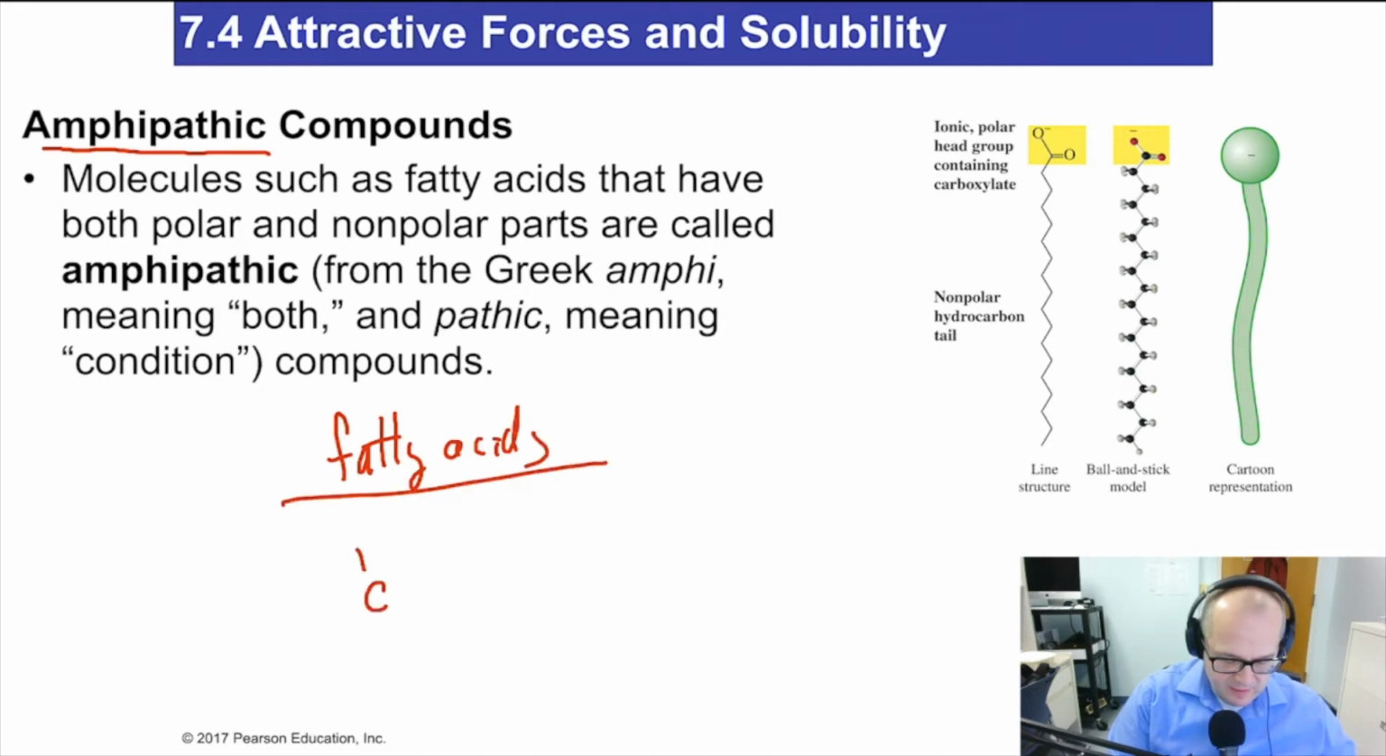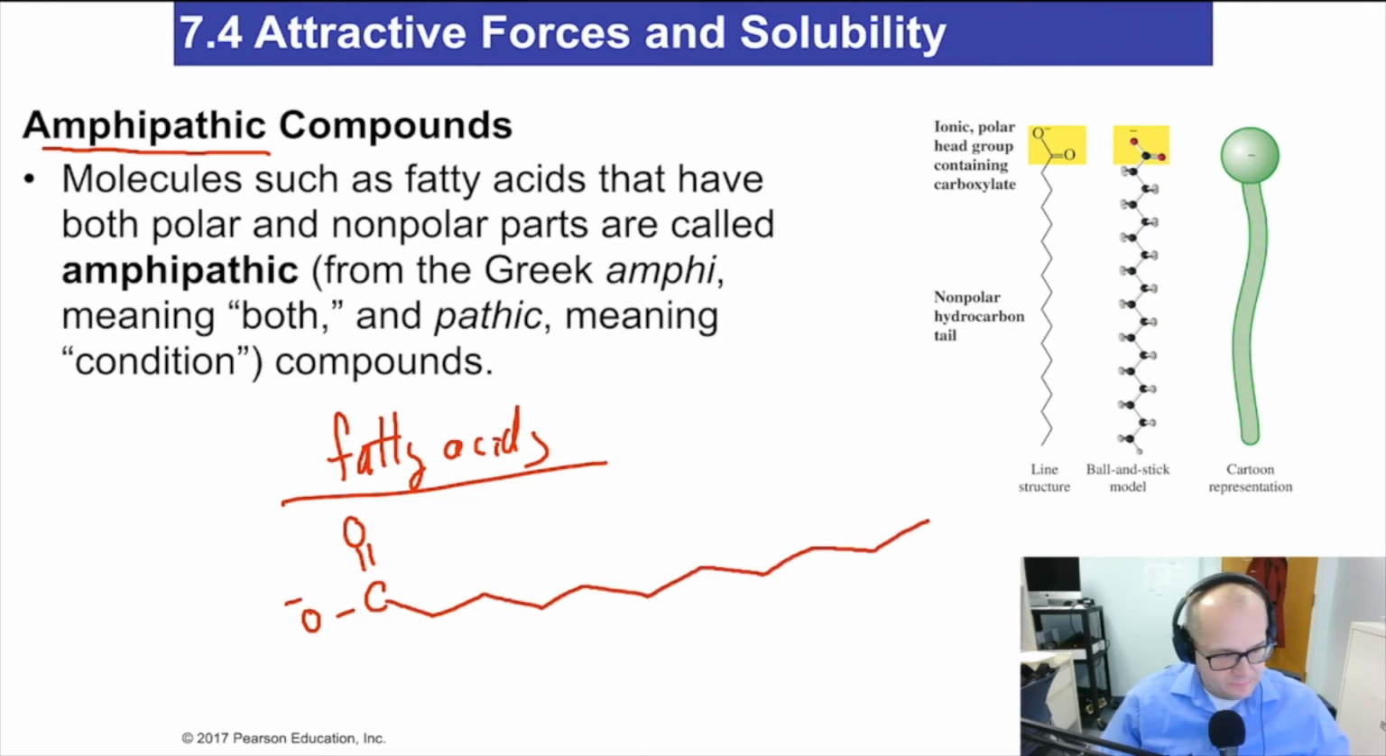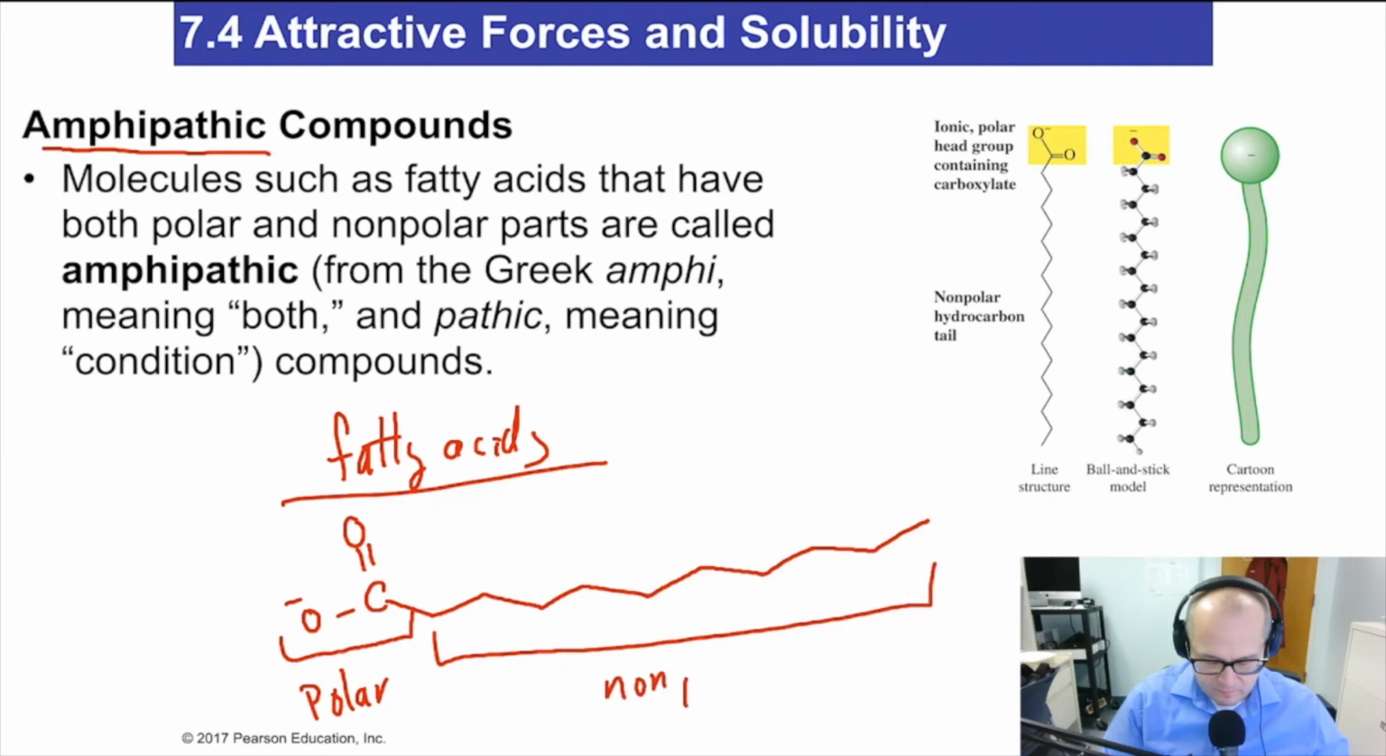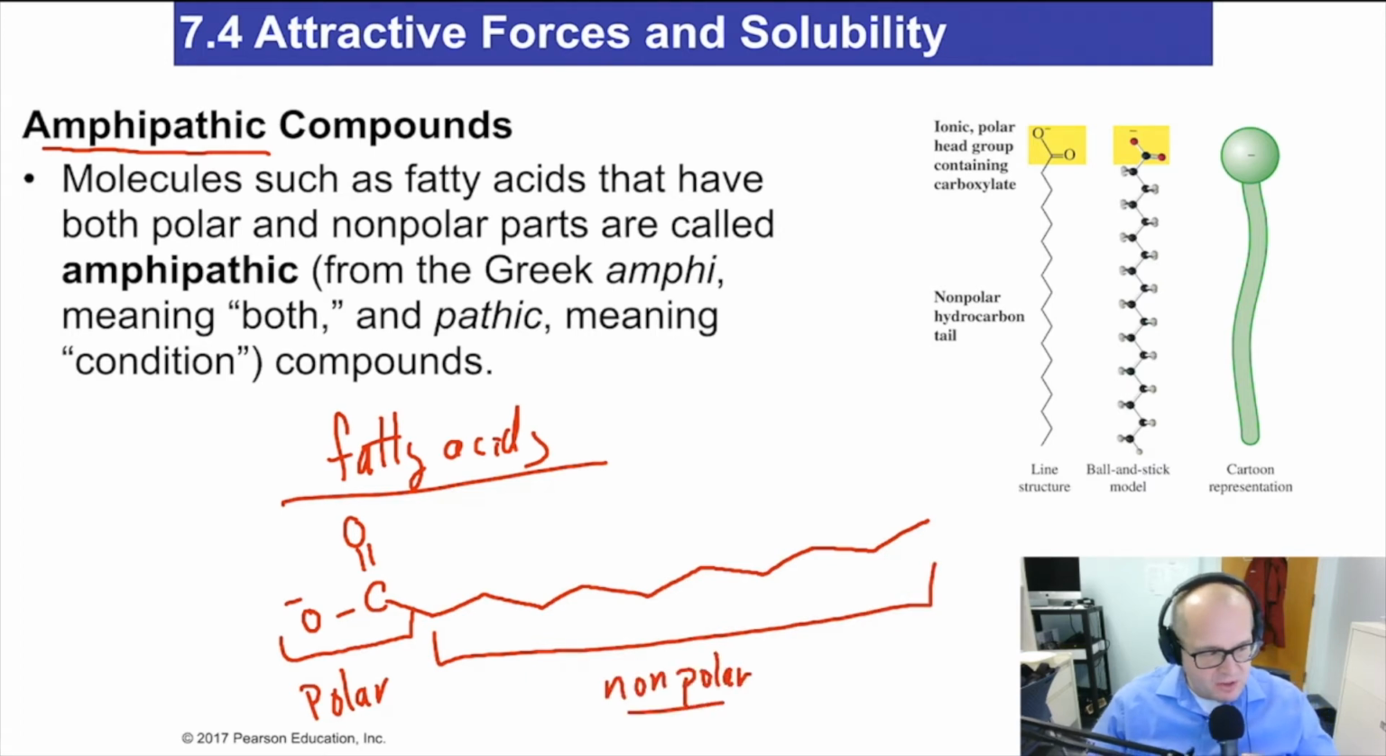So here we have the anion of a fatty acid. This part here is polar, and this part here is nonpolar. So inside of the same molecule, you have both polar and nonpolar groups. You have the polar, what we call the head, and the nonpolar, what we call the tail. And this is where all the carbons are. And this is where the COO minus is. They're called carboxylates.